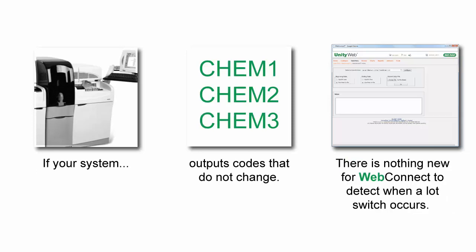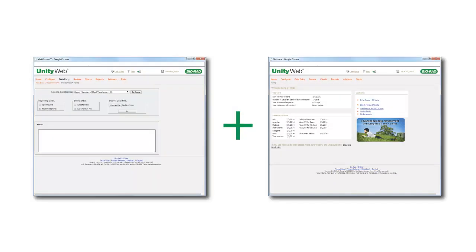However, if your system does not output lot numbers, it outputs codes that do not change. This means that there is nothing new for WebConnect to detect when a lot switch occurs. You must reconfigure your software when a lot switch occurs. Reporting data for the wrong lot can produce undesired results. Your data may be rejected, or it could end up in the wrong peer group.